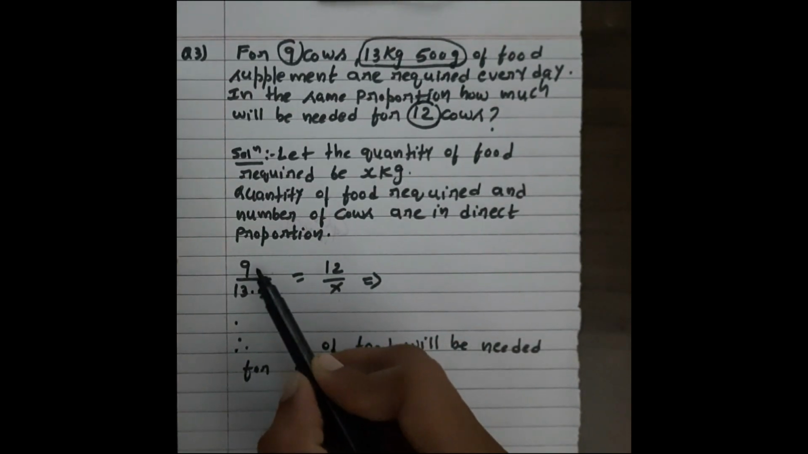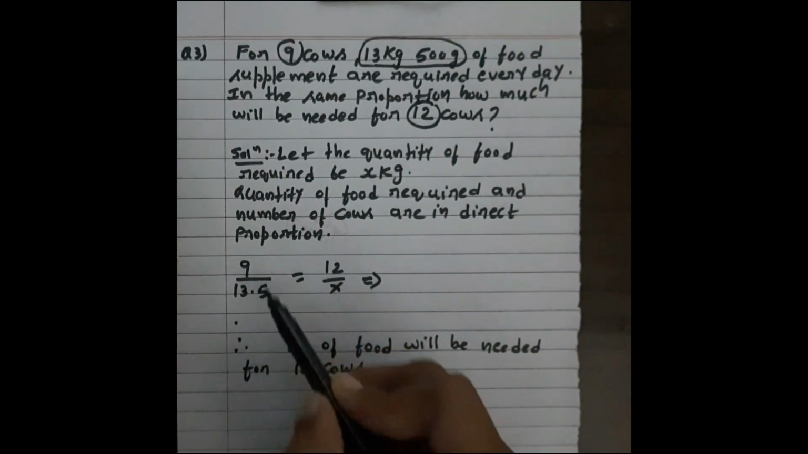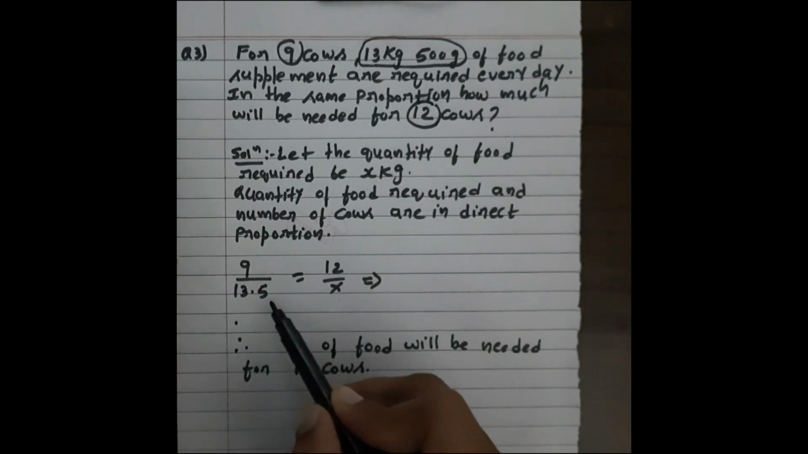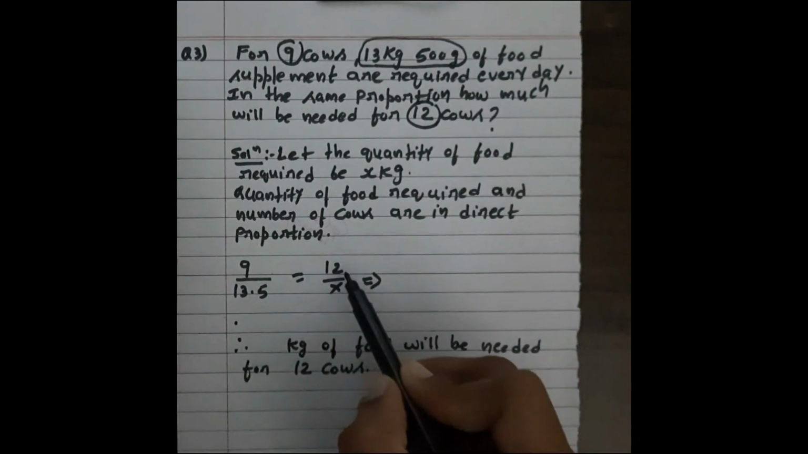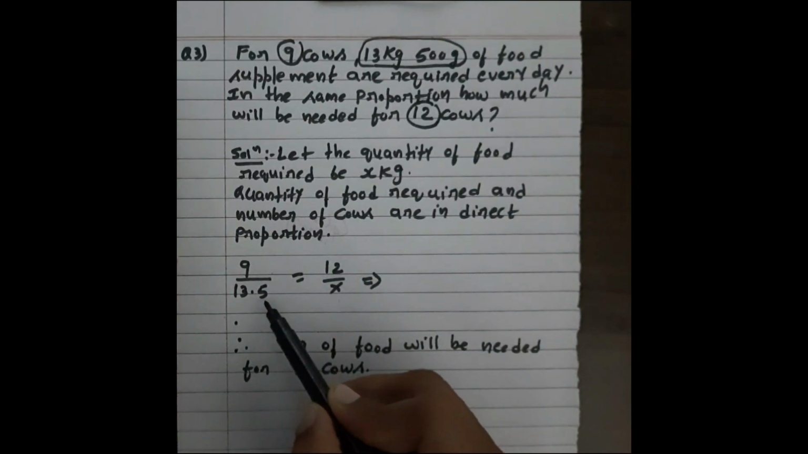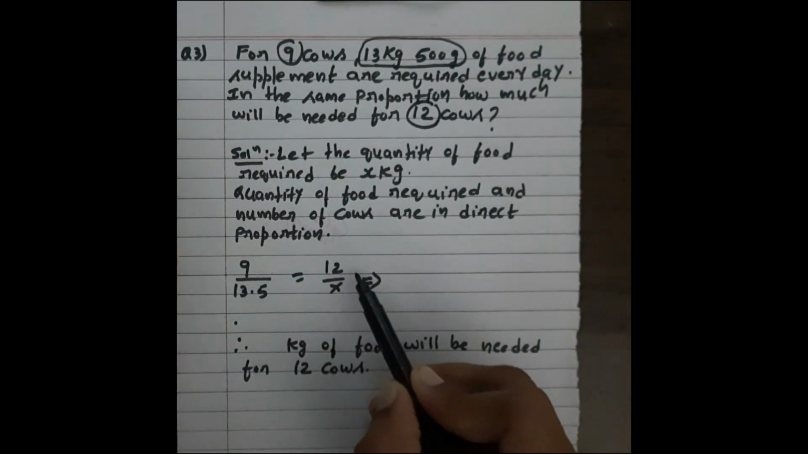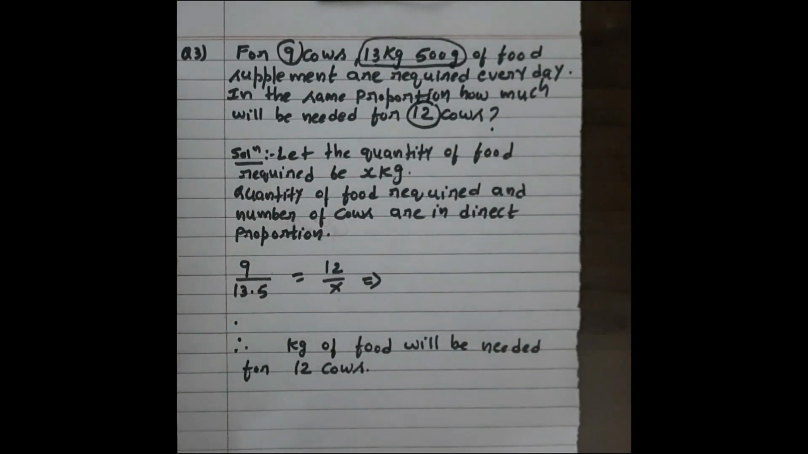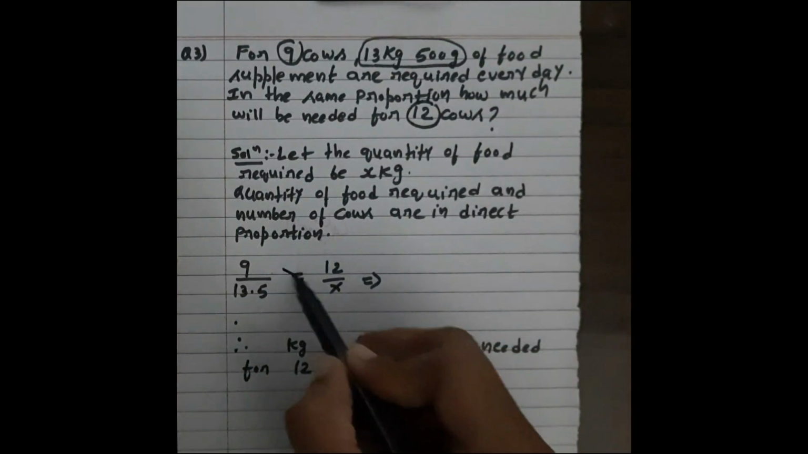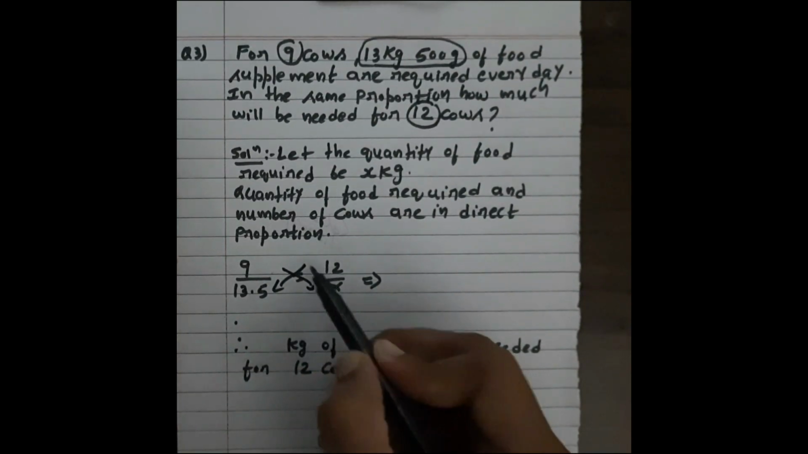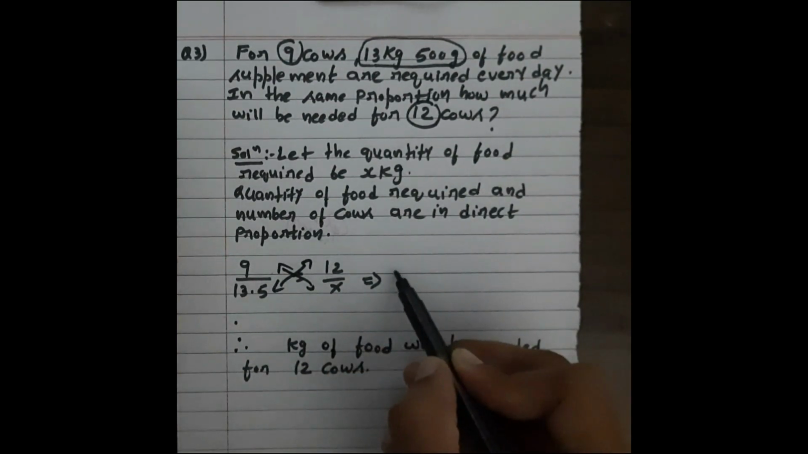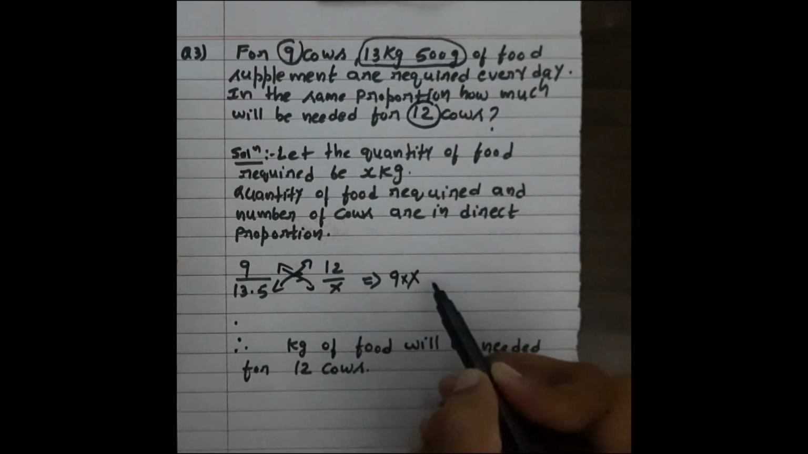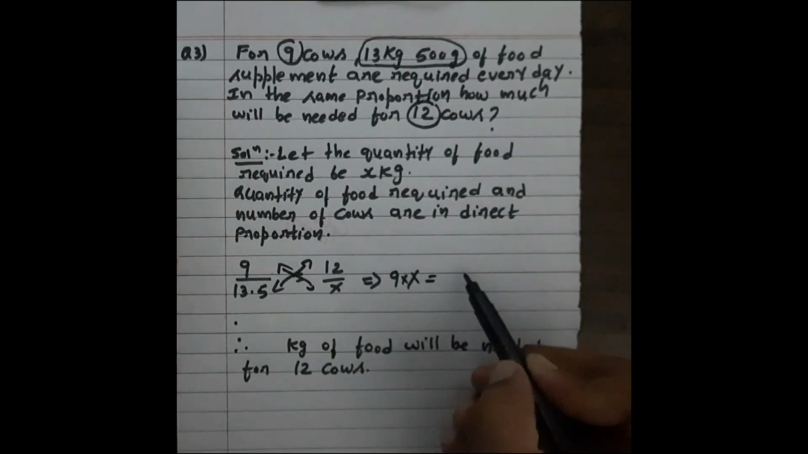How many cows are there? 9 cows are there. For 9 cows, 13.5 kg food is required. Okay. Here 12 cows are there. So for 12 cows, more than 13.5 kg food is required. Because here the number of cows is increased, so the food should also be increased. That is the meaning of direct proportion. So cross multiplication, we will put 9 into x is equal to 13.5 into 12.